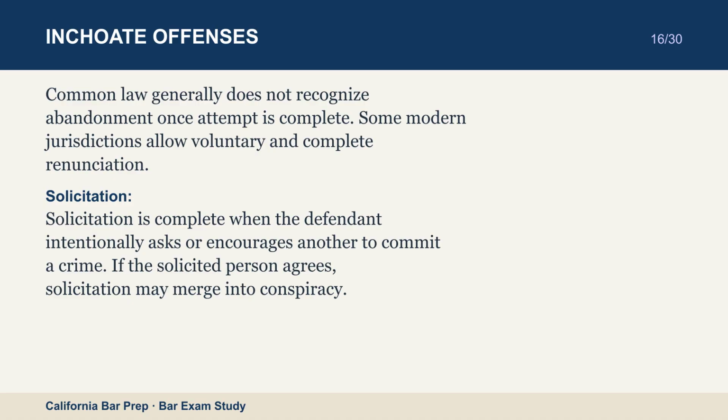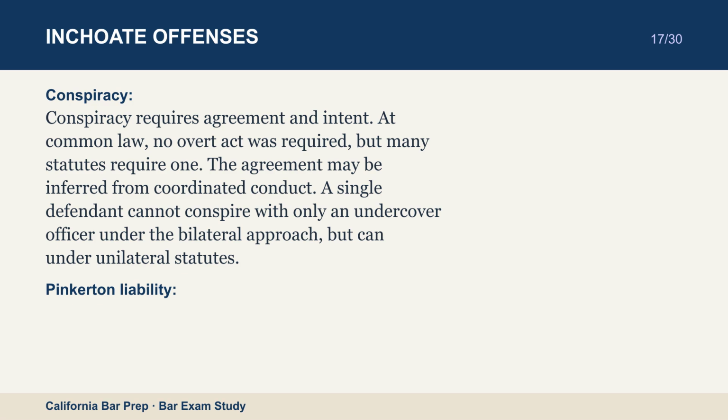Solicitation is complete when the defendant intentionally asks or encourages another to commit a crime. If the solicited person agrees, solicitation may merge into conspiracy. Conspiracy. Conspiracy requires agreement and intent. At common law, no overt act was required, but many statutes require one. The agreement may be inferred from coordinated conduct. A single defendant cannot conspire with only an undercover officer under the bilateral approach, but can under unilateral statutes.